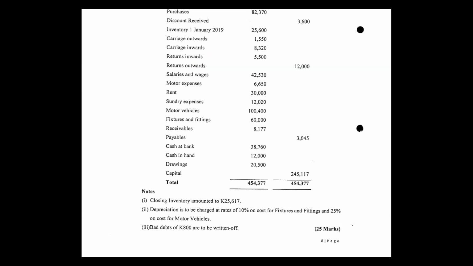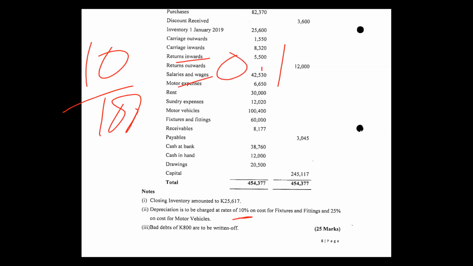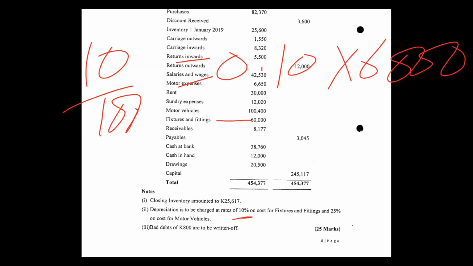Is that clear for straight line? Are we fine on how to record using straight line method? Just take this 10%. If you don't know how to do 10%, just take 10 divided by 100, which is 0.10, times the cost on fixtures, which is 60,000. That gives you 6,000. This is the depreciation. Remember, depreciation is an expense, right? This is the depreciation that occurred in this period as an expense on fittings. Is that clear?